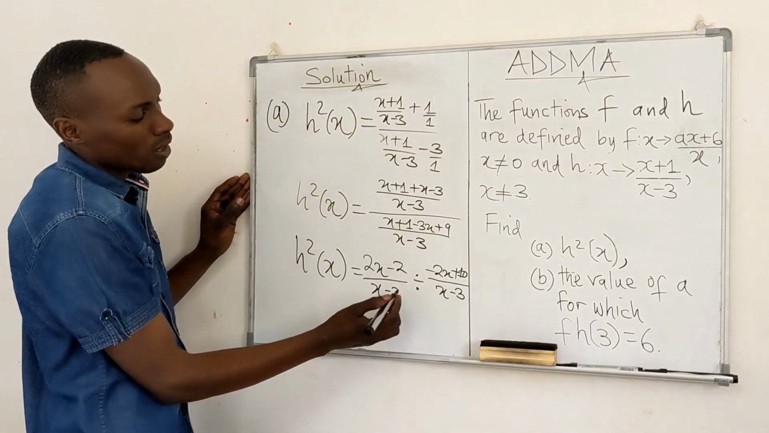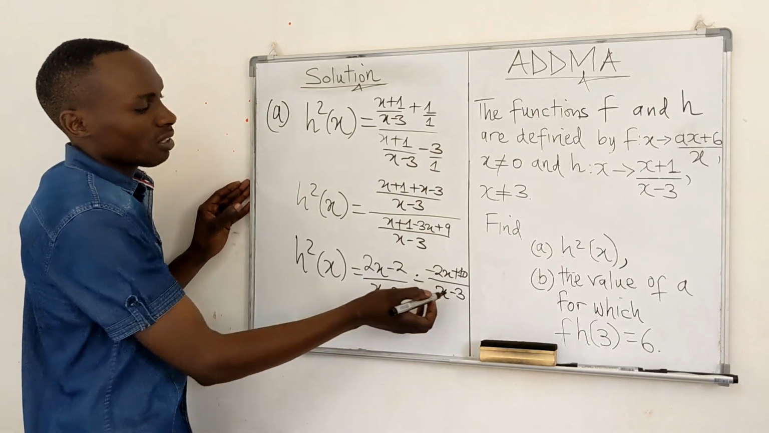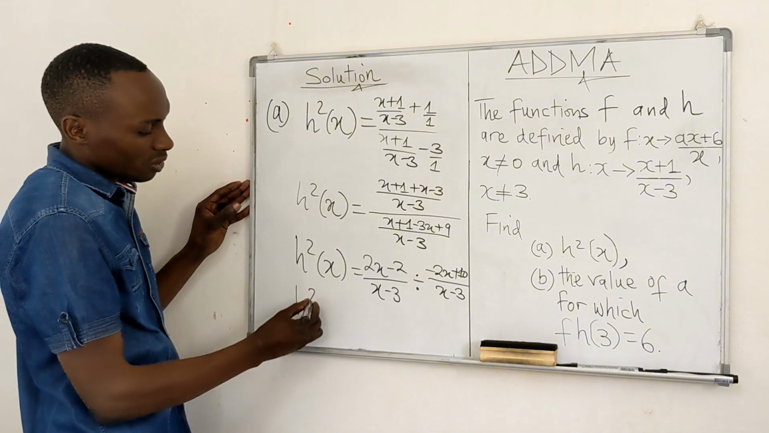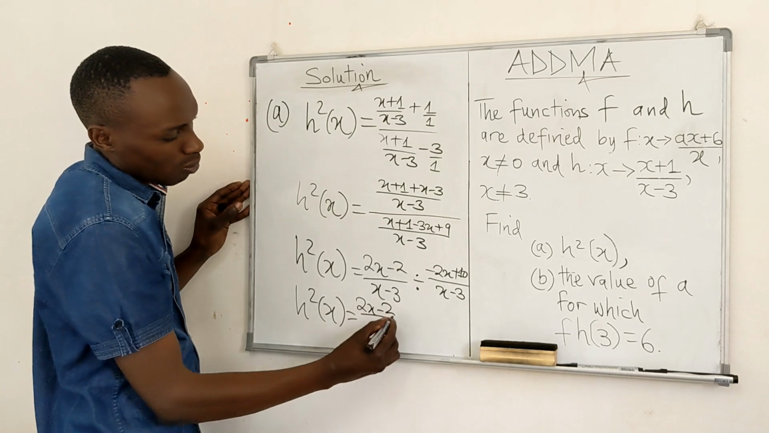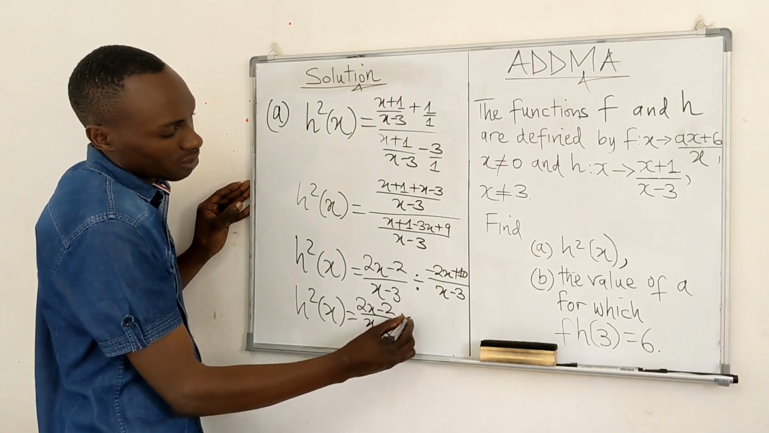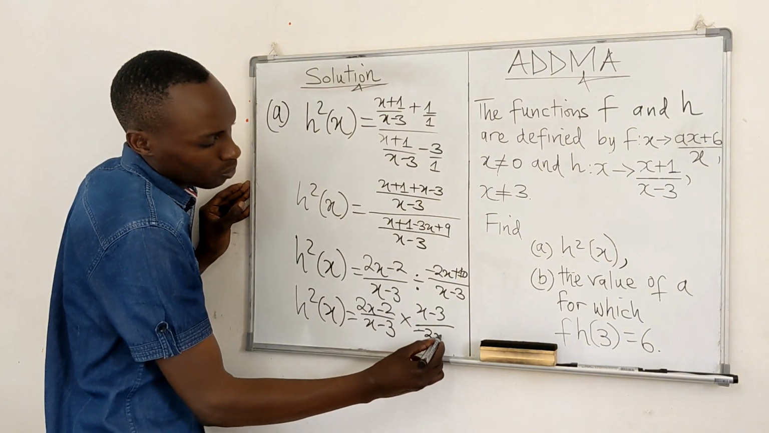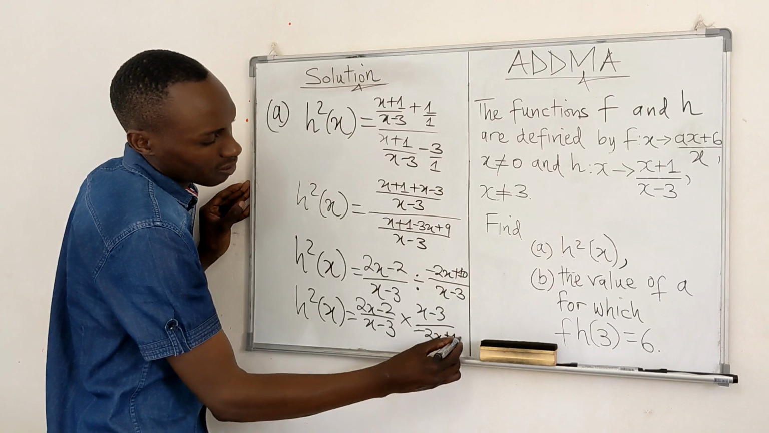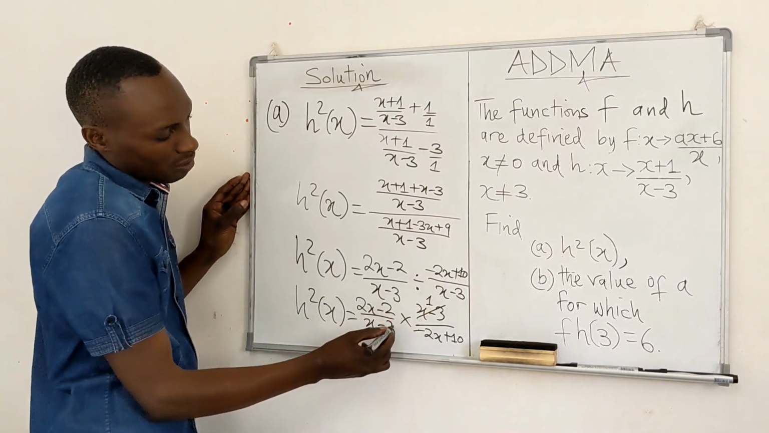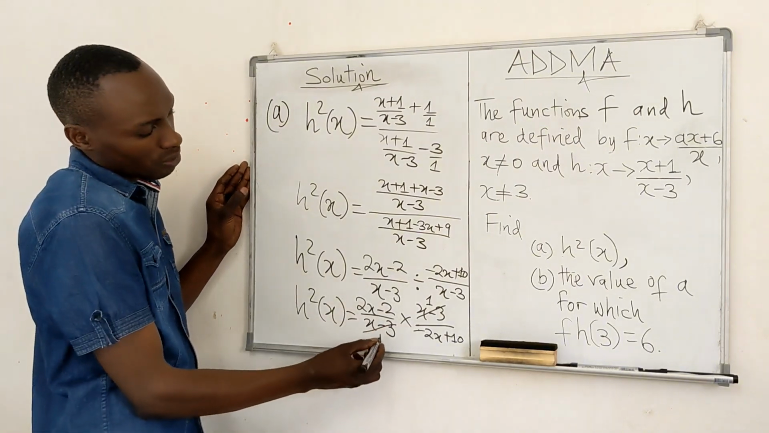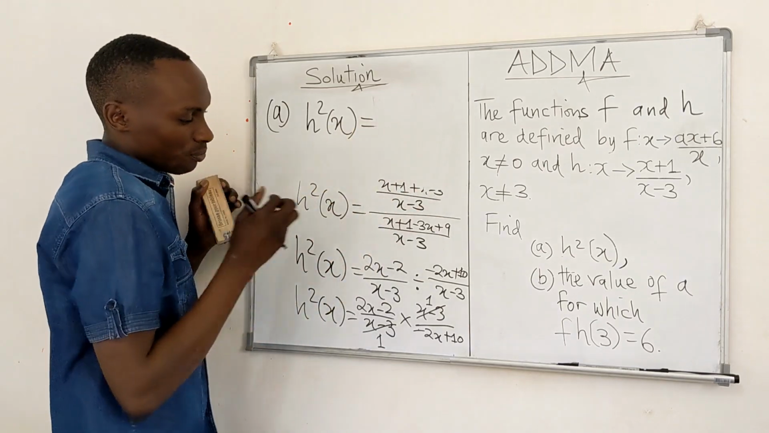So what we'll just do now is change this operation to multiplication and then reciprocate the fraction that we have after that operation. So h squared of x is equal to (2x - 2)/(x - 3) times (x - 3)/(-2x + 10). x - 3 into x - 3, that is 1. And x - 3 into x - 3, that is also 1 here.